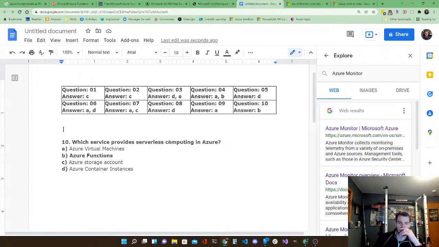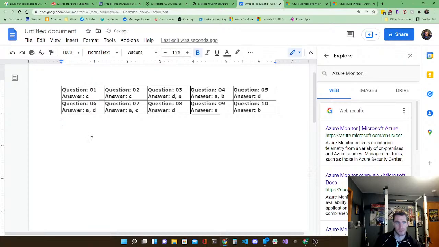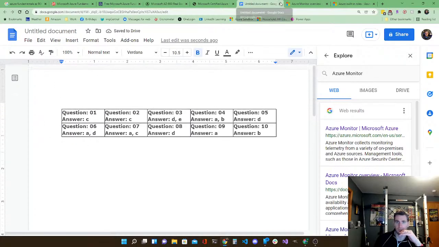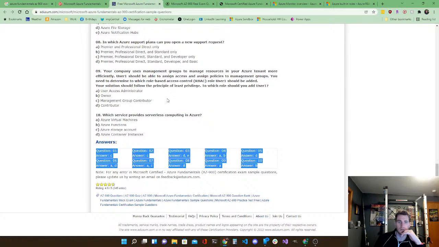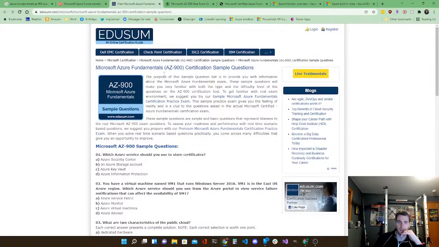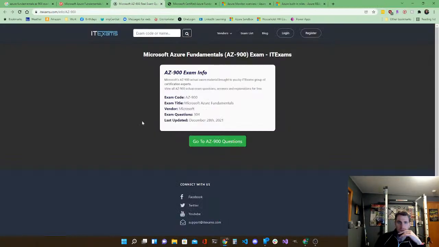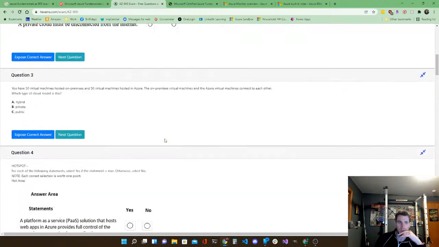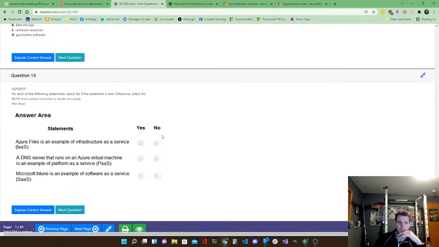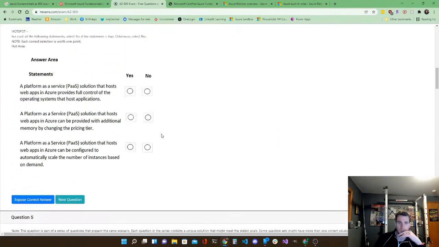Which service provides serverless computing in Azure? B. Yeah, that was easy. Cool. Cool beans. I think that's all we get with that one. Okay. Let's see what this one does. Okay. Some different ones there.